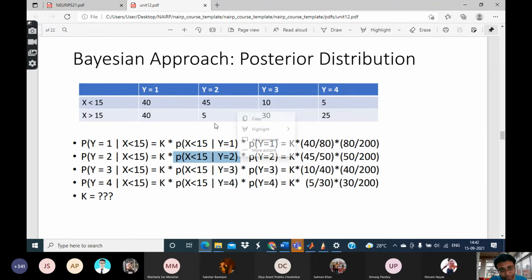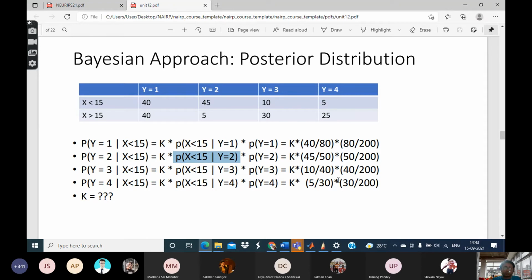So first of all, let us see how many of the examples satisfy y equal to 2. I see that there are 50 examples satisfying y equal to 2, and out of them how many have x less than 15? 45 have. So 45 by 50. Okay, this probability is 45 by 50 times what? Times probability y equal to 2. How many examples are there for which y equal to 2? Again, that you have already seen, 50. 50 out of what? 50 out of 200. Okay. So the 50 gets cancelled out, so you get 45 by 200, and similarly the other ones also.